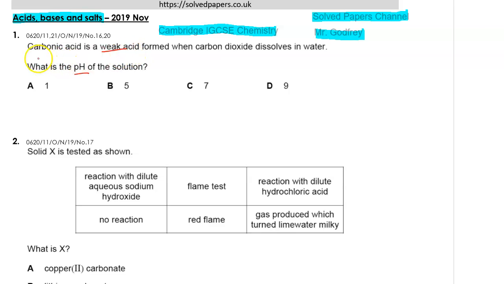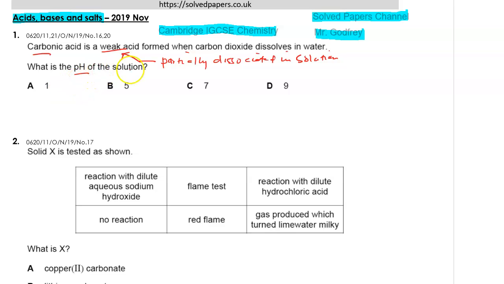So there you are. Carbonic acid is formed when carbon dioxide dissolves in water, and it is a weak acid. What do you know about a weak acid? A weak acid is an acid that partially dissociates in solution. It undergoes partial dissociation, and that's why it is referred to as a weak acid. A strong acid undergoes full dissociation, so that you have a cation and an anion separately.